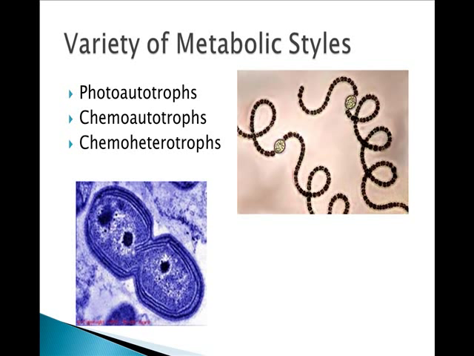Chemoautotrophs are among the most important. These are the nitrifying bacteria that participate in the nitrogen cycle and also help our plants to grow because they form a symbiotic relationship with plant roots. They use ammonia for generating ATP. And then there's chemoheterotrophs, which are similar to what we are. We're chemoheterotrophs. We eat our food. So chemoheterotrophs, if you think about bacteria that cause disease in humans, they're all chemoheterotrophs.